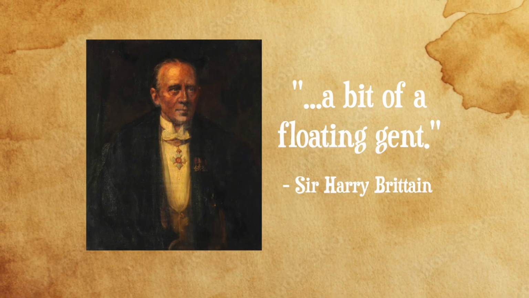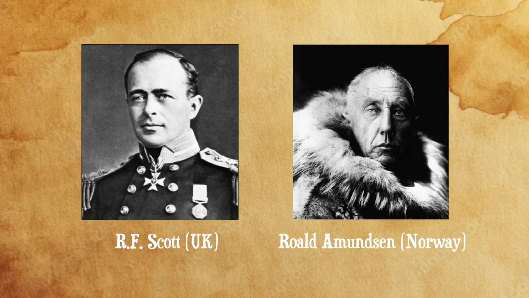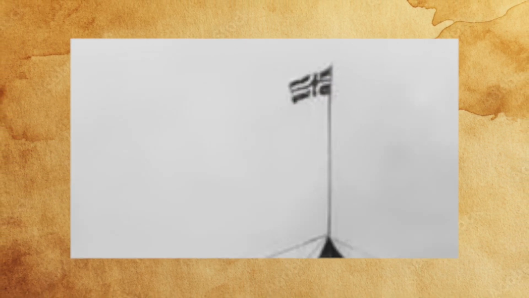One contemporary, Sir Harry Britton, described him as a bit of a floating gent. So, as Shackleton floated along back home, the world watched another race to the South Pole between Britain's Robert Falcon Scott and Norway's Roald Amundsen. In 1911, Amundsen triumphed, reaching the pole 34 days before Scott.